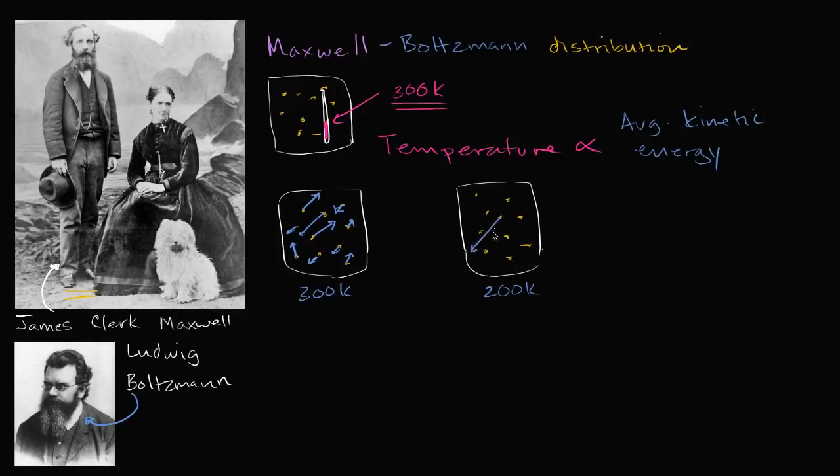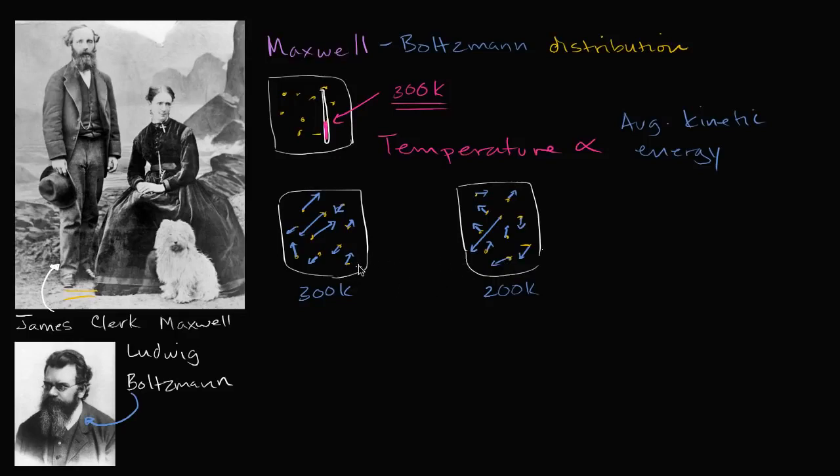So if you were to compare it to this system, you could still have a molecule that is going really fast. Maybe this molecule is going faster than any of the molecules over here, but on average the molecules here have a lower kinetic energy. That doesn't mean all of these molecules are necessarily slower than all of these molecules, but on average, they are going to have less kinetic energy.